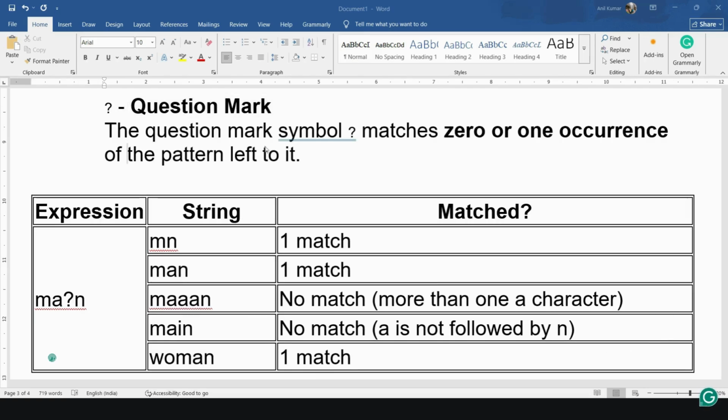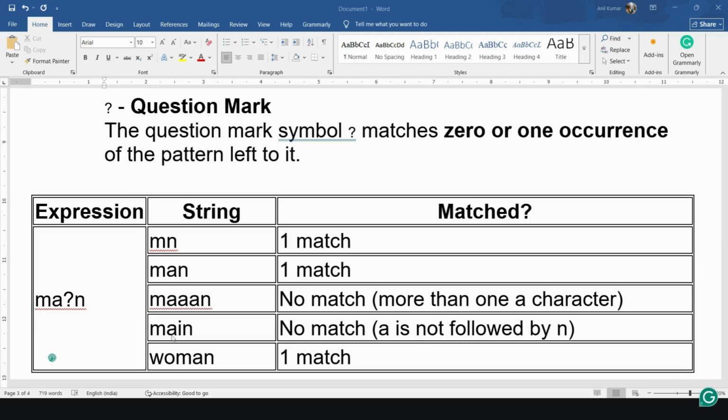Whereas your question mark is a symbol which is going to match 0 or 1 occurrence of the pattern left to it. Now I'm taking ma?n. So a has to occur either 0 times or 1 time maximum. If it is more than once, then it is not going to match. So here "mn", a is occurring 0 times, so match is found. "man", a is occurring only once. This is also accepted. But here you can see a is occurring more than once, so this is not matching.